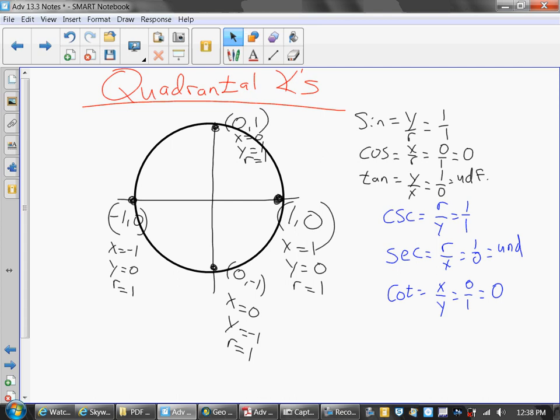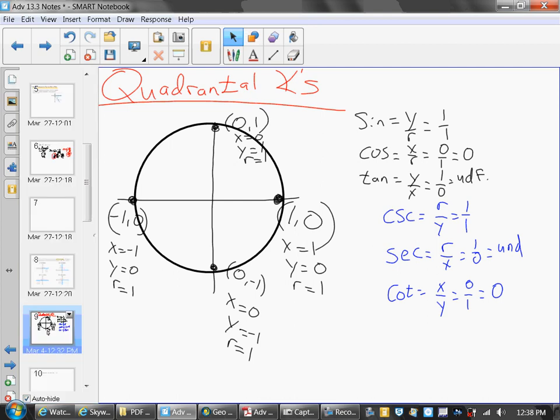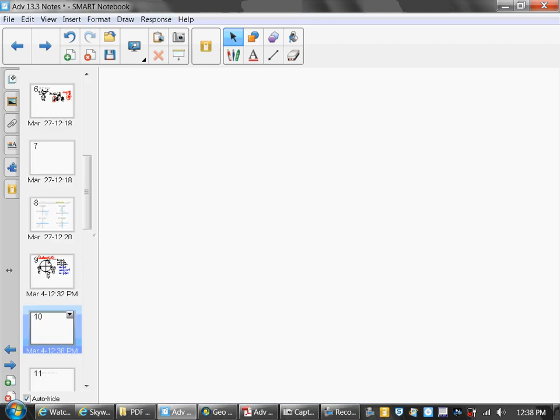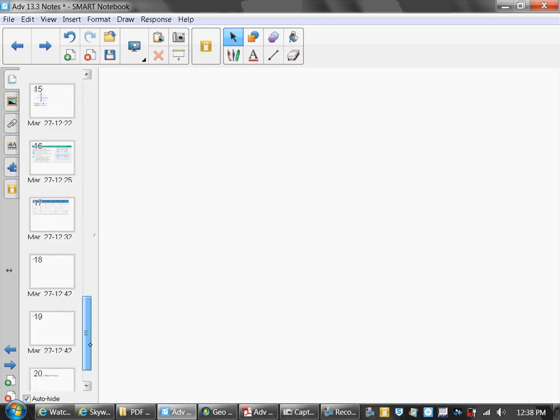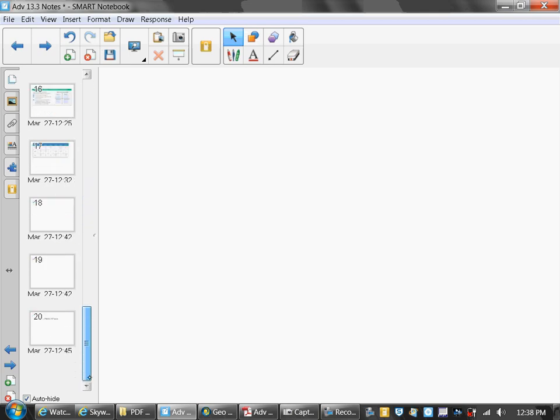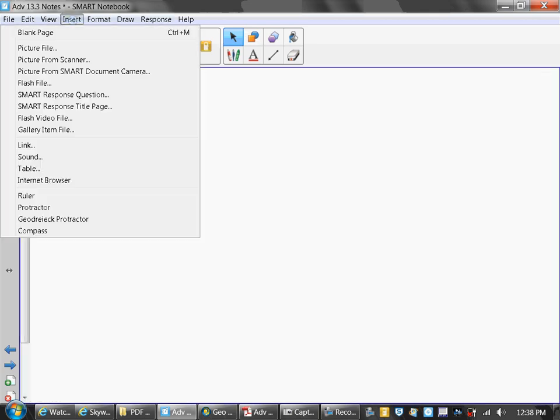The last part of today deals with what are called reference angles. Reference angles are a very important part of working with our unit circles. Because if you look at a unit circle, sorry about that. Let me put this in real quick.